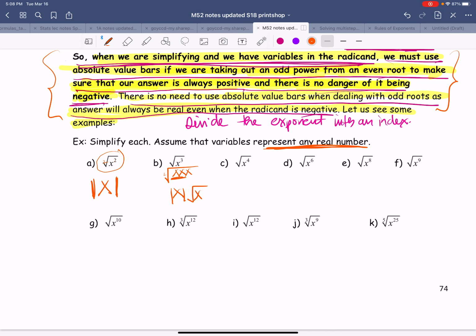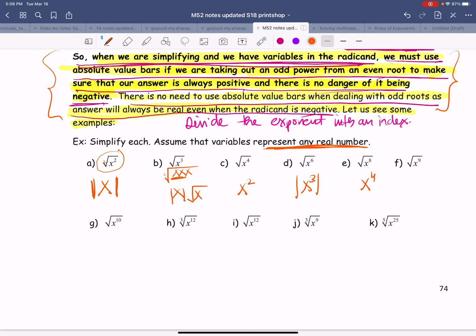The next example, part C, we have x to the 4th inside. So 4 divided by 2, x to the second power comes out. I don't need the absolute value bars because there's no danger of x squared being a negative number. Even if x is a negative number, x squared will be positive, okay? X to the 6th, I'm going to pull out x cubed, which is an odd power, so I must use the absolute value bars to make sure it's positive only. X to the 8th power square root, x to the 4th comes out, which is positive only, so no need to use the bars. There's no danger that x to the 4th will be a negative number.